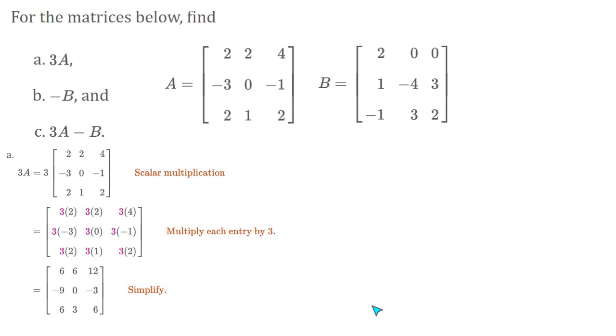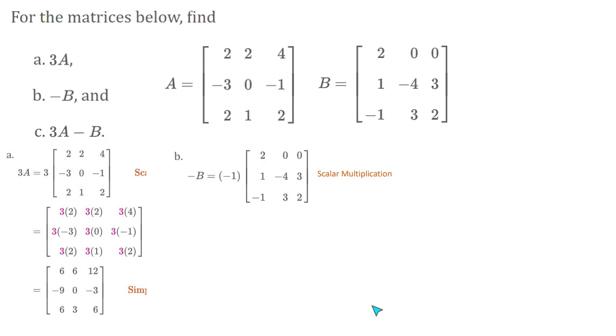So B says subtract, multiply, excuse me, a negative 1 to B. Okay, we didn't write the 1 there, but that's what that means. A negative B means that we're going to multiply negative 1 to that matrix. Again, it's the same concept. We need to multiply this negative 1 to our matrix B, and we need to multiply that negative 1 to every single address in our matrix, okay, to every single element. So when we do that, again, we're just changing the sign. So this becomes negative 2, 0, 0, negative 1, 4, negative 3, 1, negative 3, negative 2.